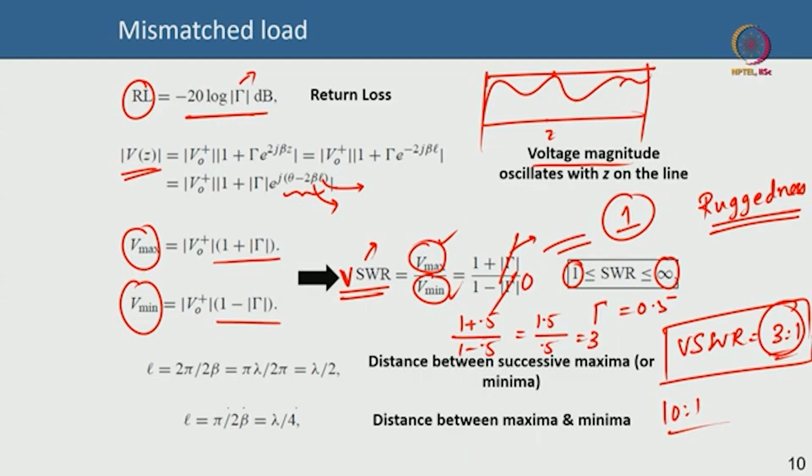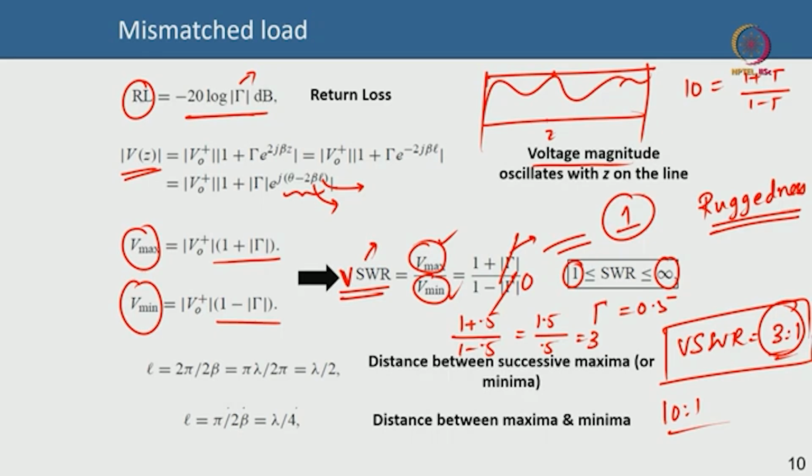So if you say 10:1, then 10 will be equal to (1 plus gamma) divided by (1 minus gamma). You can find out how much gamma would be. It would be a very significant fraction of the wave reflected. Okay, significant. So you are basically putting a very mismatched load.